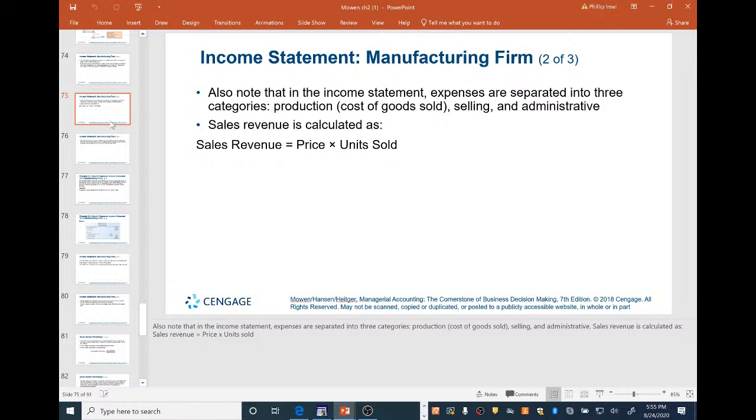Okay, also note that the income statement expenses are separated into three categories. We've already established this: production, meaning cost of goods sold, selling, and administrative. Sales revenue is calculated as the selling price times the units sold. Pretty basic, right? Remember at the very beginning, the price is what we sell a unit of our inventory for, right? The cost is how much we paid to be able to have it in inventory. The price is what we sell it for to external parties. So sales revenue at the very top of that income statement is going to be the price times quantity sold, right? Pretty simple, whatever we're selling.